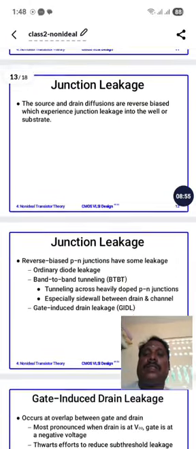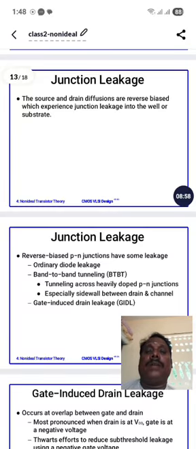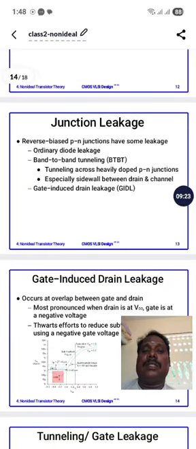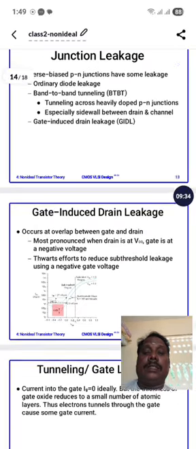The junction leakage. Junction means the point where terminals meet at a particular point. For example, the source and the gate meet at a particular point, and similarly the gate and the drain. These are said to be junction leakage. The source and drain diffusions are reverse biased, which experience junction leakage into the well or substrate. The reverse biased PN junctions have some leakage: ordinary diode leakage, band to band tunneling across heavily doped PN junction, and sidewall leakage between the drain and the channel.